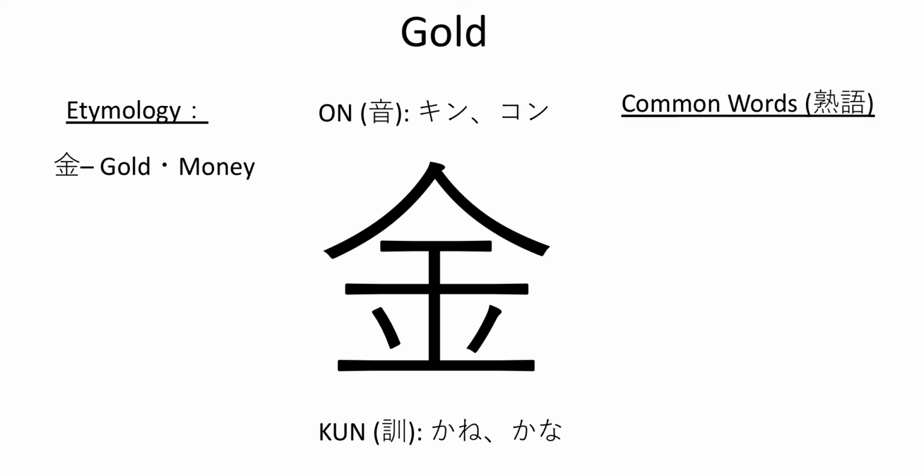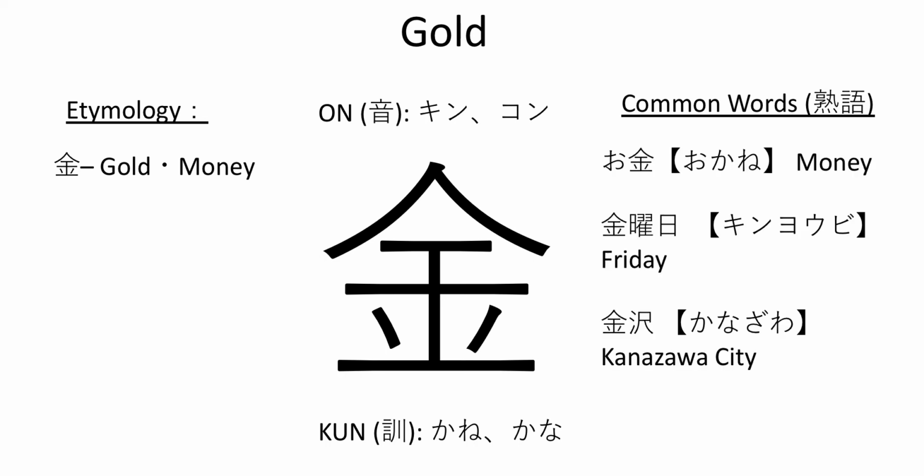Let's talk about some common words and some jukugo. Jukugo are words that happen when kanji are compounded together. The first word we have is okane, the Japanese word for money. So if you have okane, then you have money. In fact, the word kanemochi, with kane being the kun reading as we see down there, is a rich person. We also have Friday, kinyobi. Again, try to get that pitch accent correct. Kinyobi. And that is Friday, gold day.